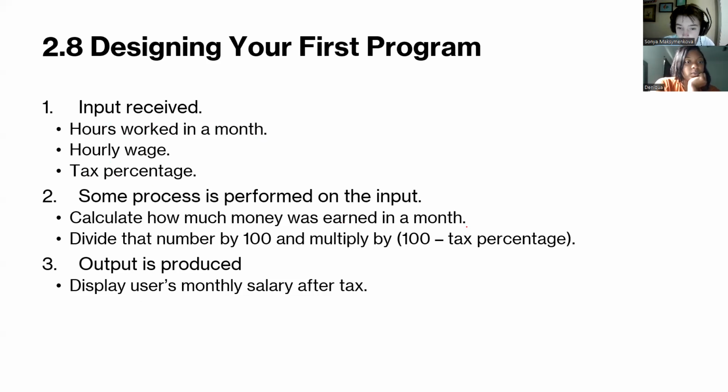Calculate how much money was earned in the months, and then divide that number by 100 and multiply by 100 minus the tax percentage. Or there's another way to do it. It's just math. It's not important for our program right now. And then just display the user's monthly salary after tax. Okay, so let's do just that.